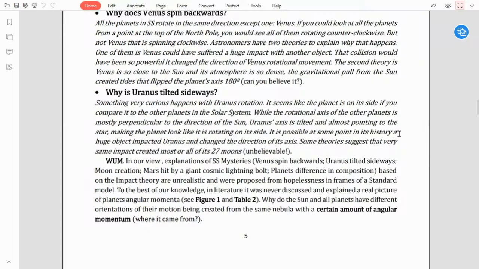To the best of our knowledge, in the literature, a real picture of planets' angular momentum was never discussed or explained. We will see it in Figure 1 and Table 2. Why do the Sun and all planets have different orientations of their motion, being created from the same nebula with a certain amount of angular momentum? Where it came from, nobody knows.